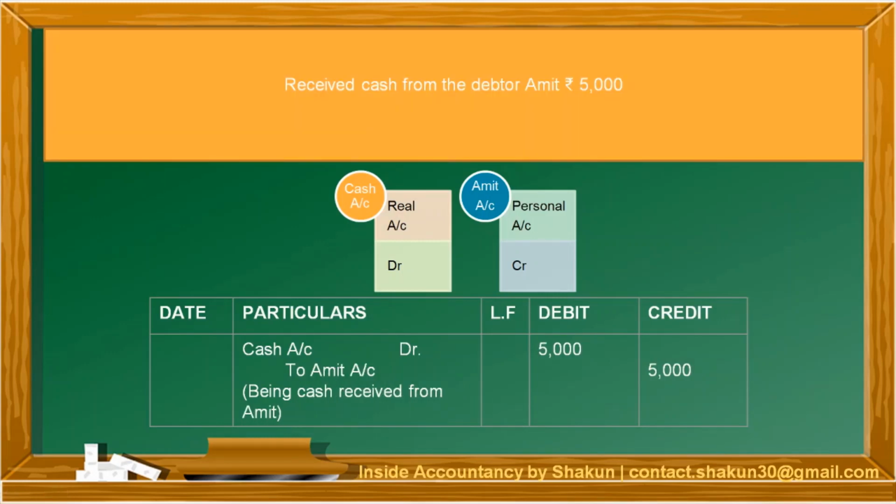Moving on. Received cash from the debtor Amit rupees 5,000. Now again, the accounts to be identified here are cash and Amit. Amit is a personal account. We apply the rule of personal account here. Debit the receiver, credit the giver. Received cash from Amit means Amit is the giver, therefore CR. And received cash, cash is coming in, therefore DR. So our entry is cash account DR to Amit account, being cash received from Amit.